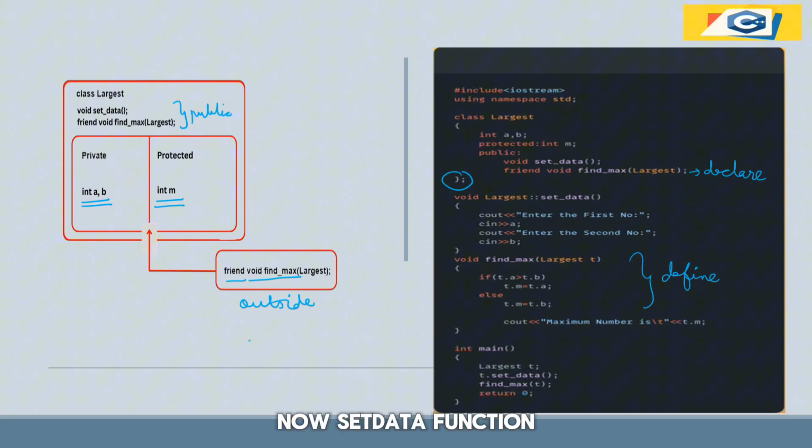Now the set data function, we have defined outside the class, that is defining a member function outside the class. In this set data function we are taking the user's input to enter two numbers which will get stored in variables a and b. When I am defining the friend function, I need to pass an object as parameter. The object is of which type? Class name type. Largest is the name of the class.